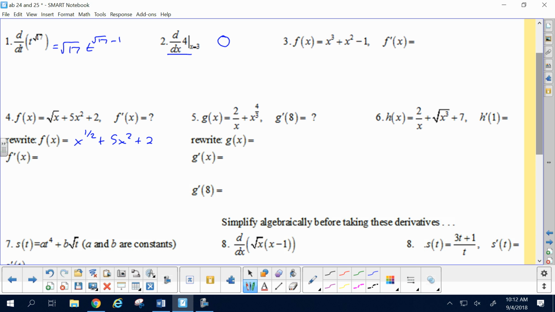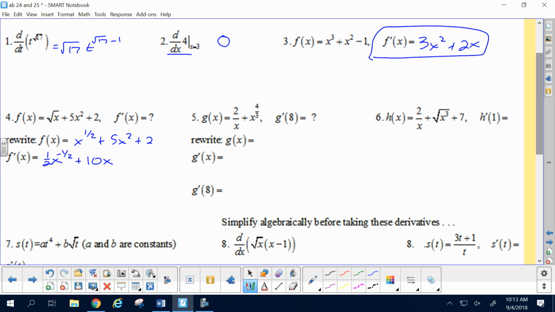It's in the name. What about the derivative of x cubed? 3x squared. The derivative of x squared, 2x, and the derivative of constant -1, 0. So there's your derivative there. Okay, 3. Number 4, it helps to do a rewrite step. So you have powers, then take the derivative, something like 1/2 x to the -1/2 plus 10x plus 0, just the constant derivative of 0, right?